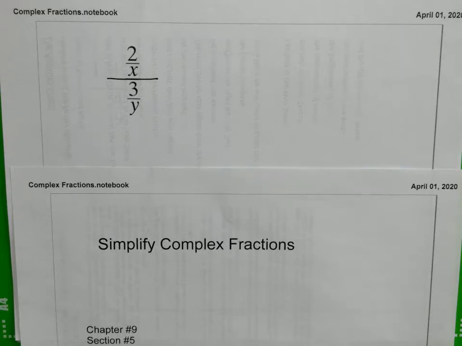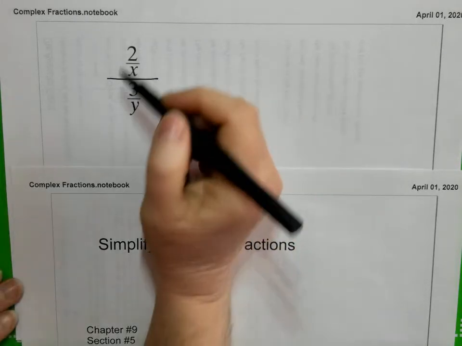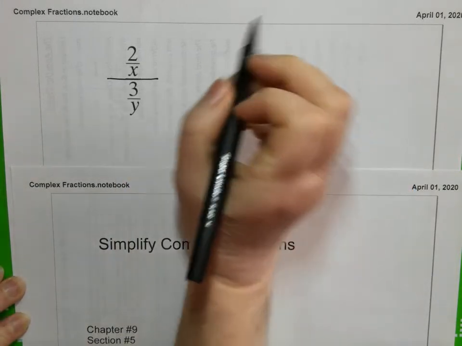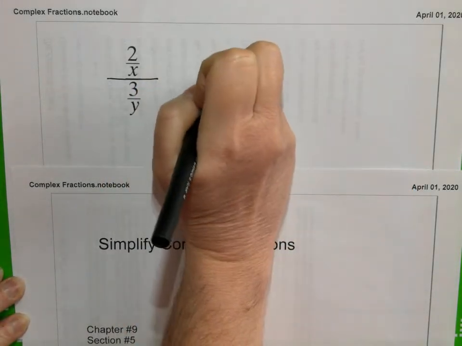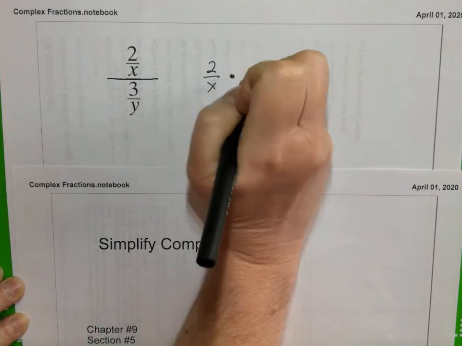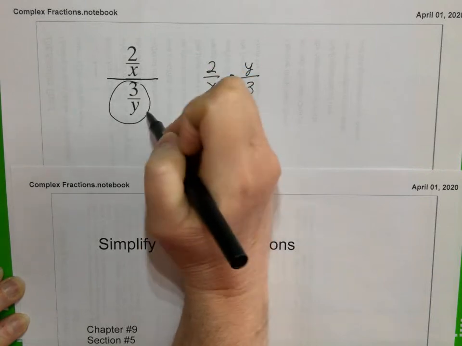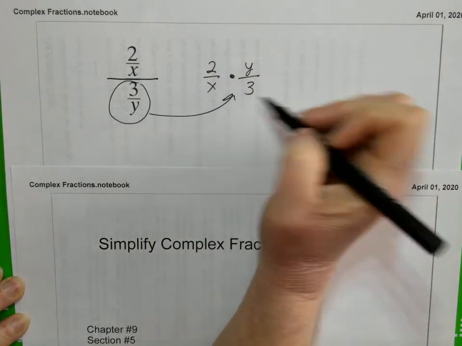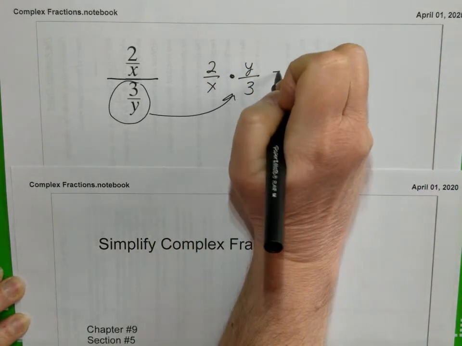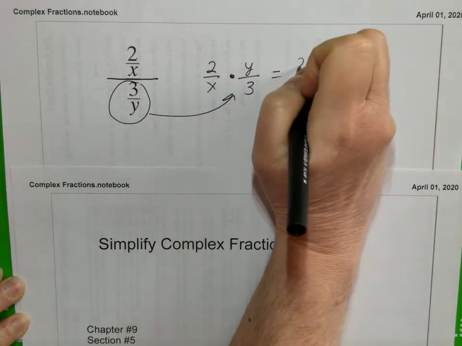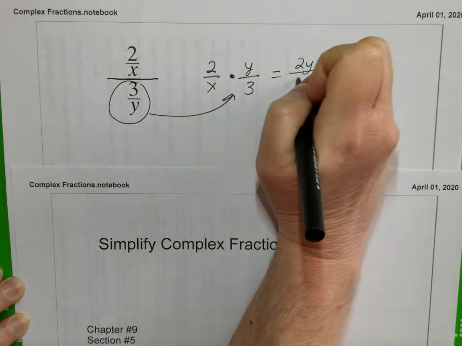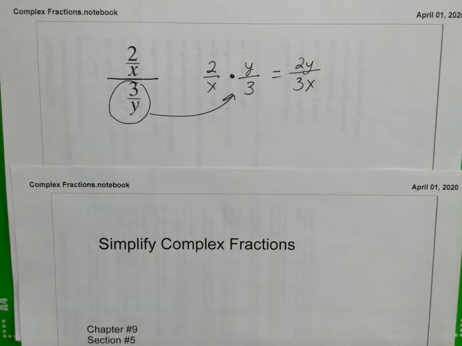So really, this is just a division problem, and when we have a division problem, we take the one on the right, well in this case it's the one on the bottom, we turn it upside down and we multiply it by the other one. We take the one down here, we turn it upside down, putting it on the right hand side, and now we multiply 2 times y, 3 times x. Since there's nothing we can cancel, that is all we have to do.